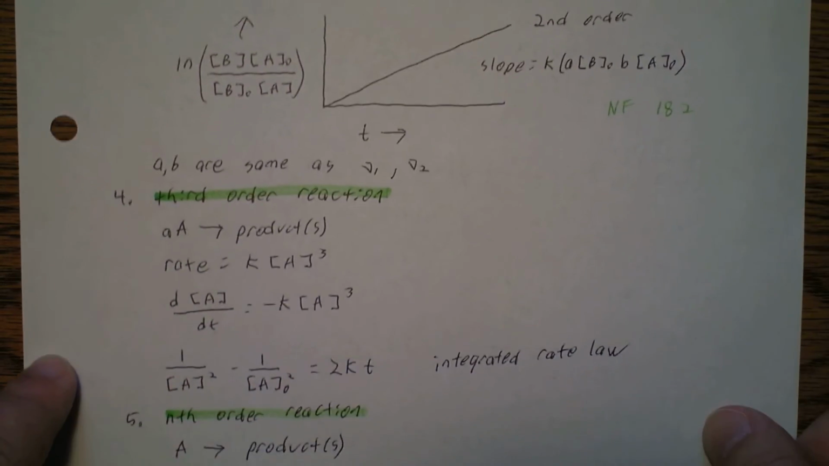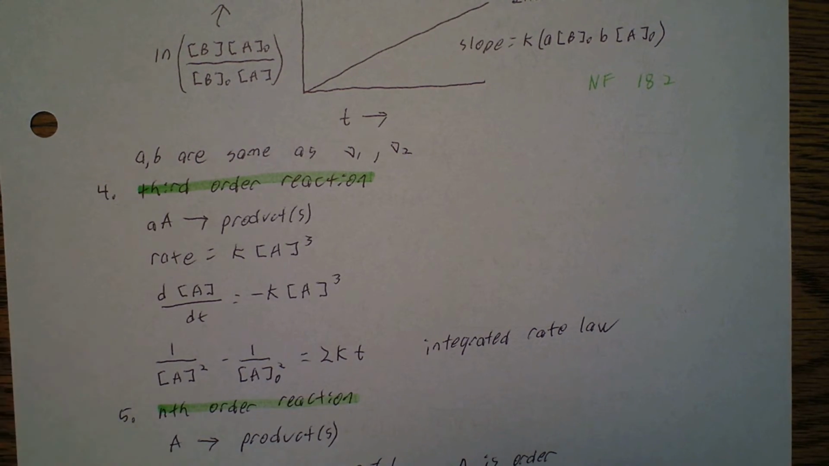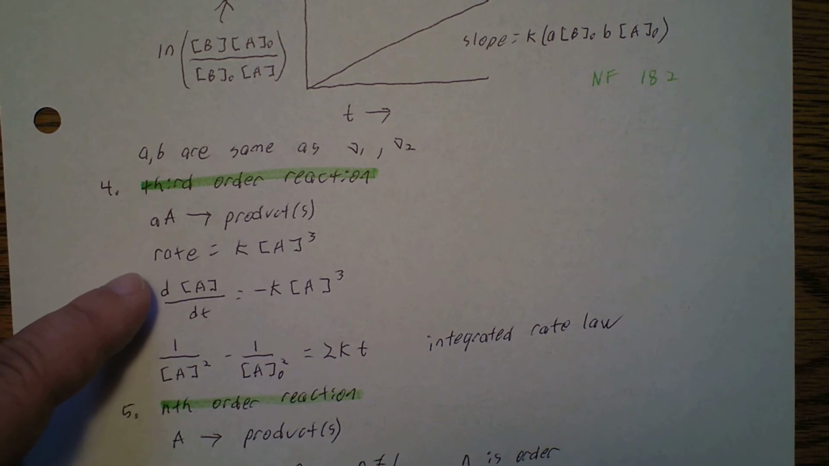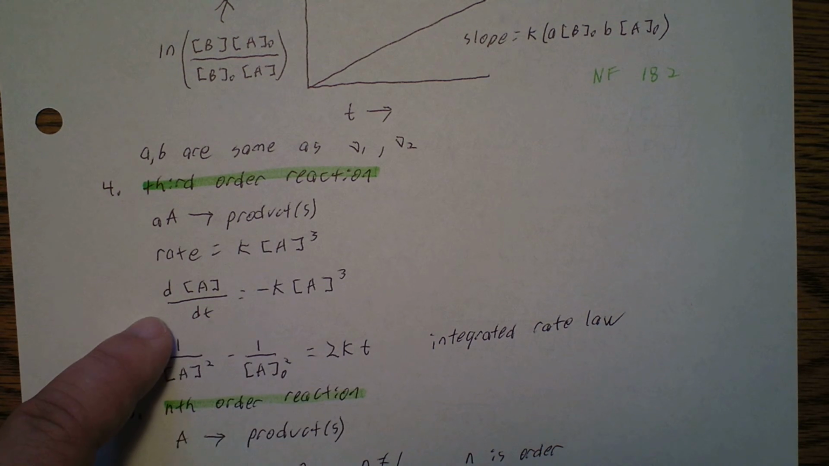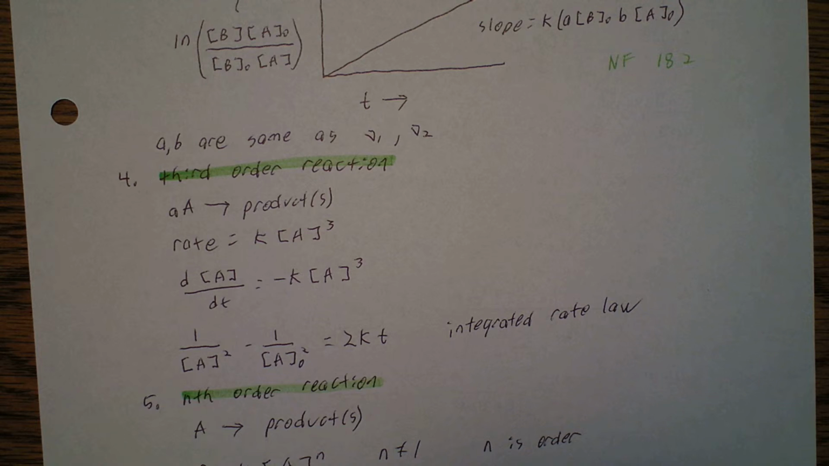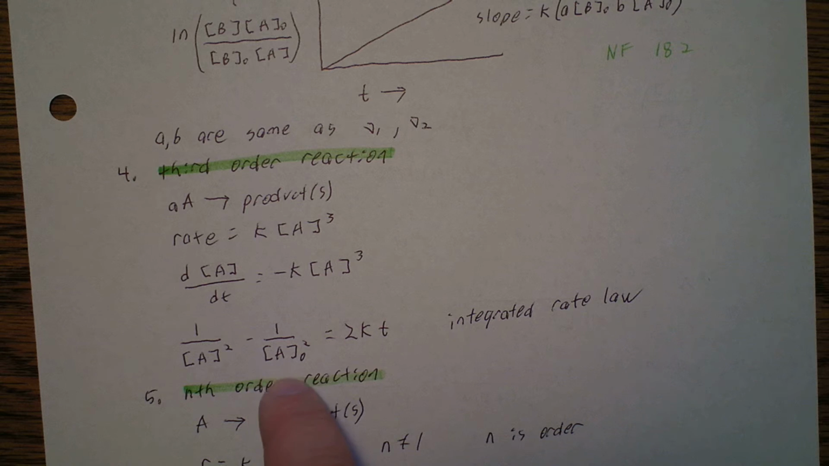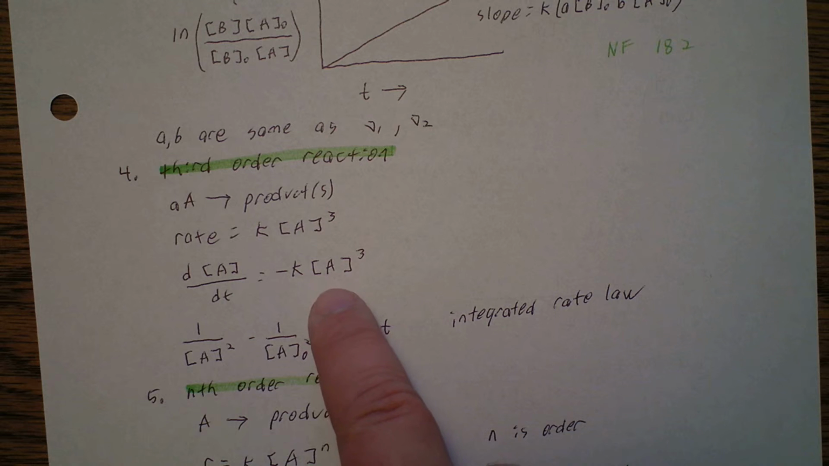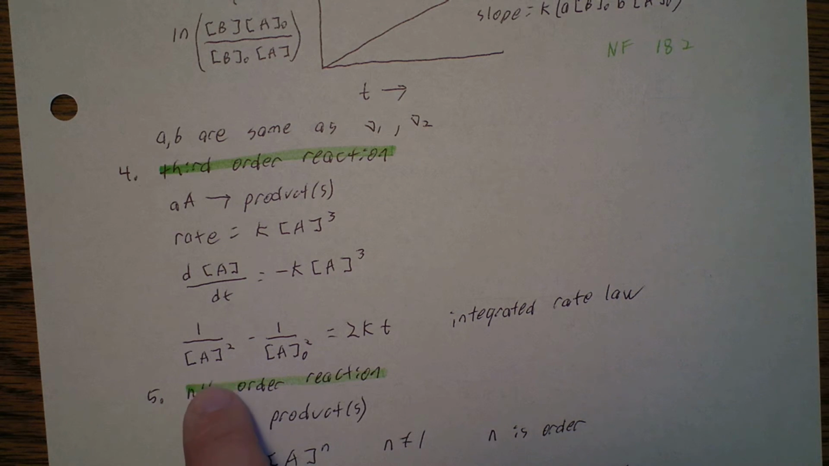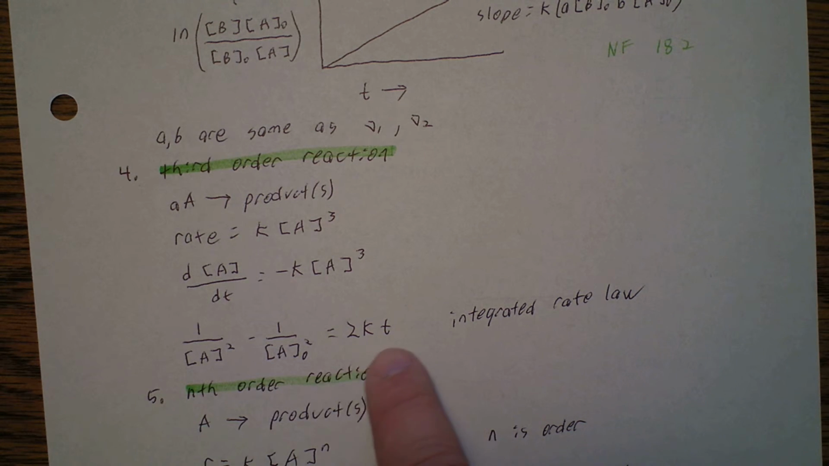Okay, now let's say we have a third order reaction, where A goes to one or more products. Then the rate is equal to k times the concentration of A to the third power. Then the derivative of the concentration of A with respect to time is equal to minus k times the concentration of A cubed. So we get 1 over the concentration of A squared minus 1 over the initial concentration of A squared, equal to 2kt. That's the integrated rate law.